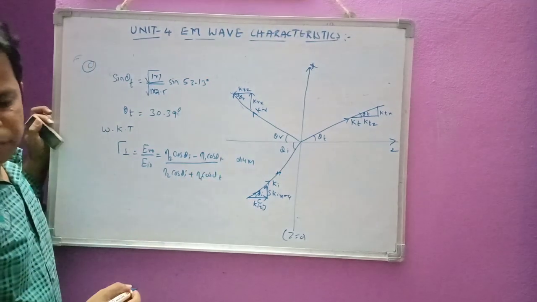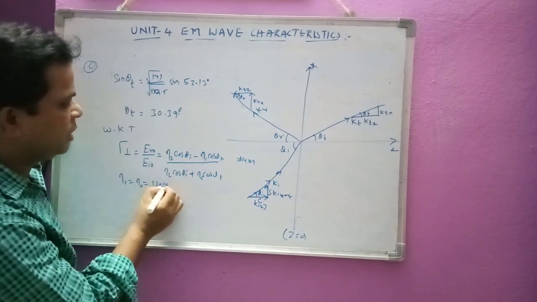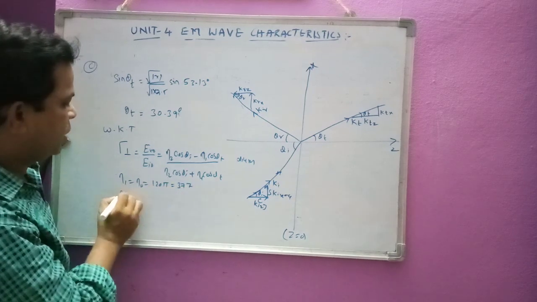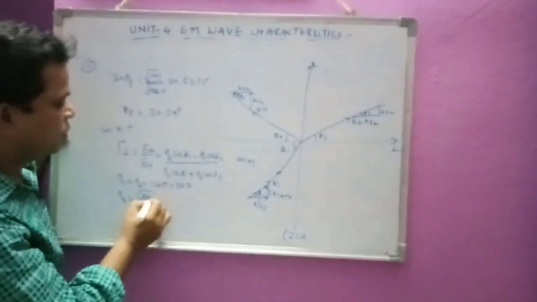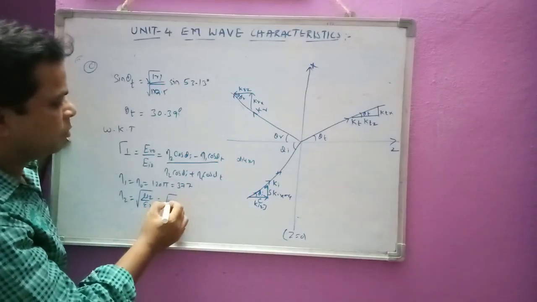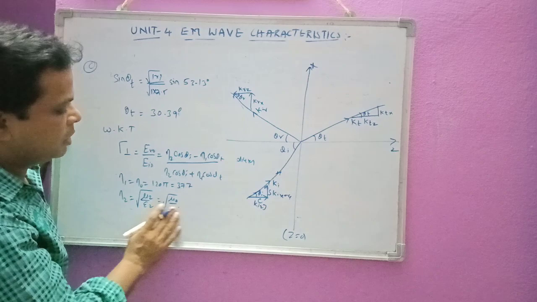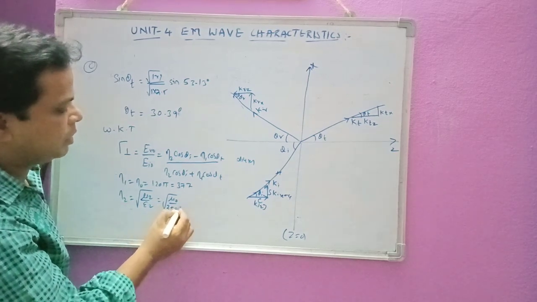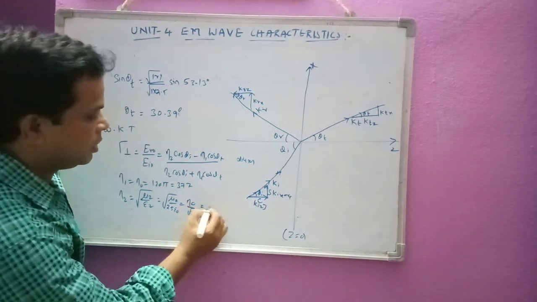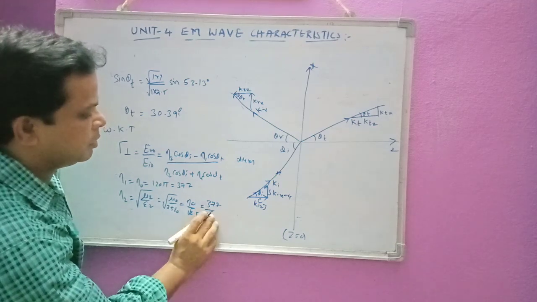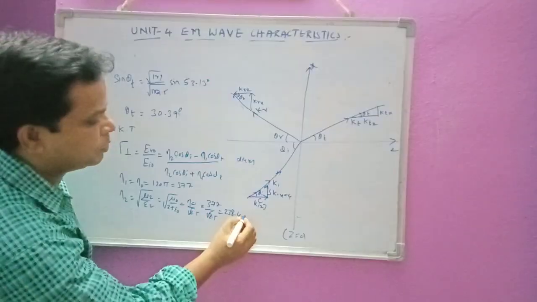Now eta1 we already know, eta1 is equal to eta naught, that is equal to 120 pi, or 377 ohms. Else we can write eta2 is equal to the square root of mu2 by epsilon2, where mu2 is equal to mu naught and epsilon2 is equal to epsilon_r2 into epsilon naught. Here he has given the value as 2.5 epsilon naught, so eta2 is eta naught by square root of 2.5. This value comes to 377 by root 2.5, so it turns out to be 238.4 ohms.